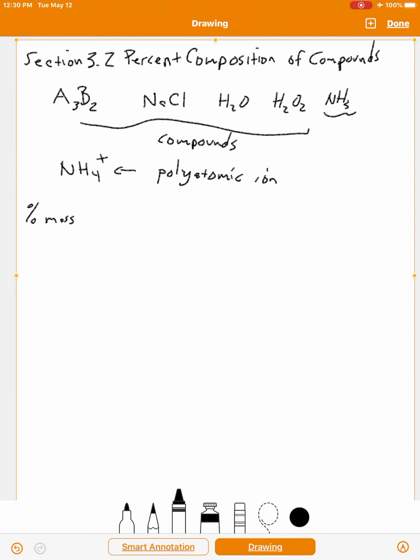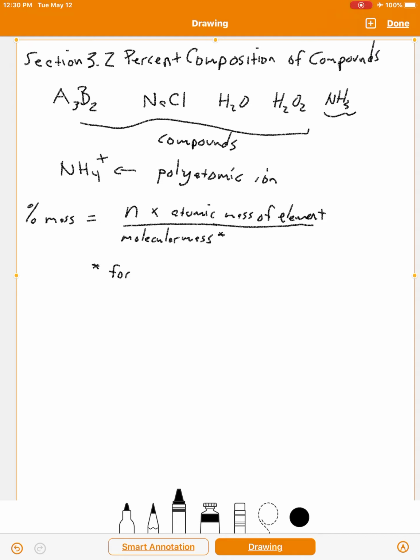And it's a very simple calculation. It's done for each element, and what you do is you take the number of atoms of one of the elements, and you multiply it by the atomic mass of the element. And then you divide that by the molecular mass. I'll put a little asterisk here that it could also be formula mass if it's ionic. Remember from the previous section that if we have an ionic compound, we would call it the formula mass.